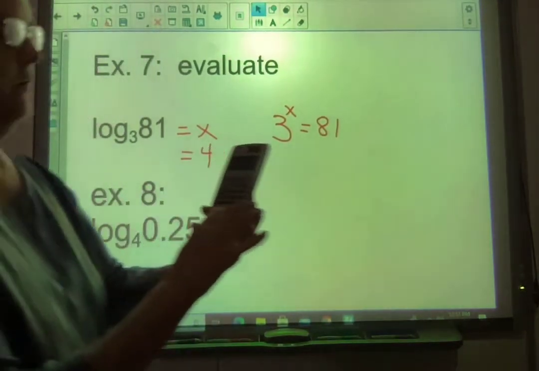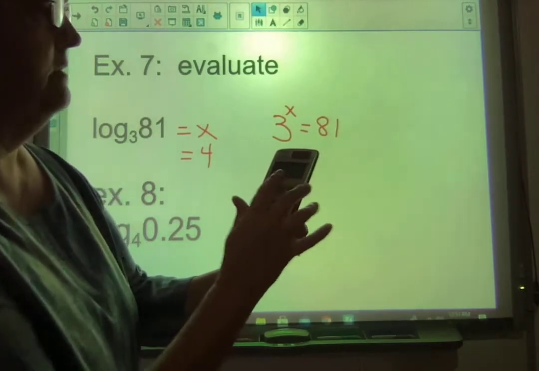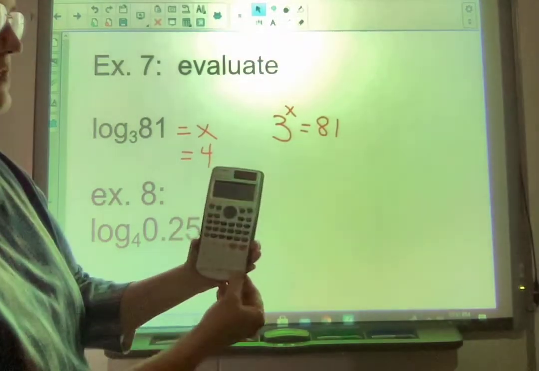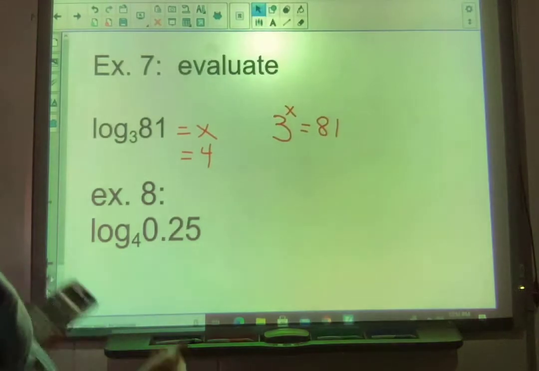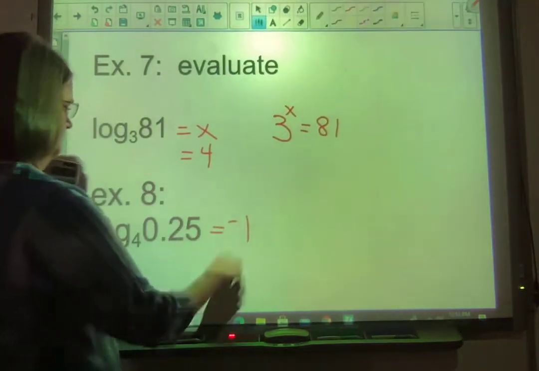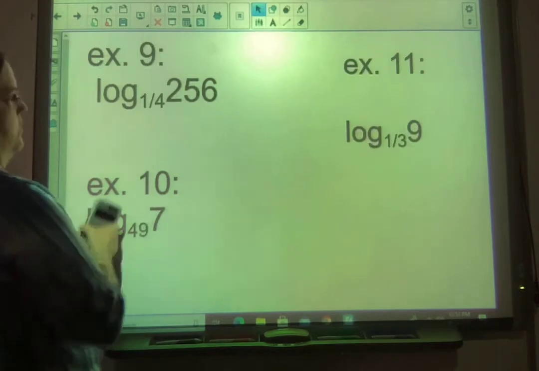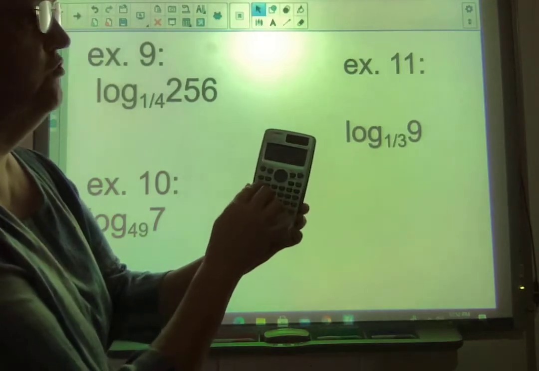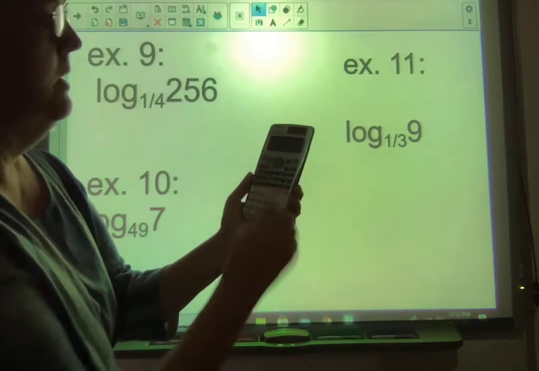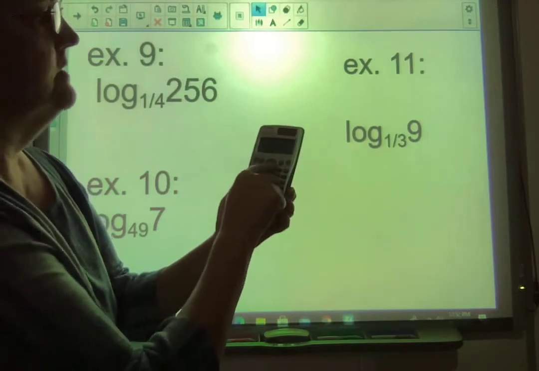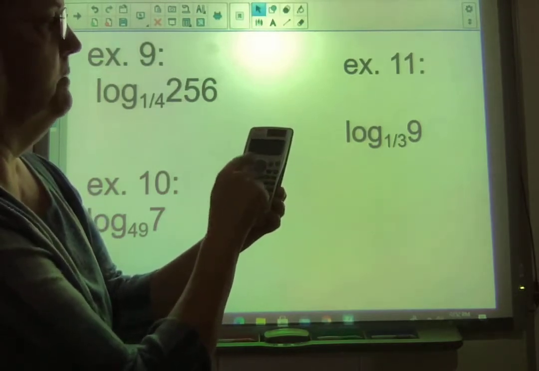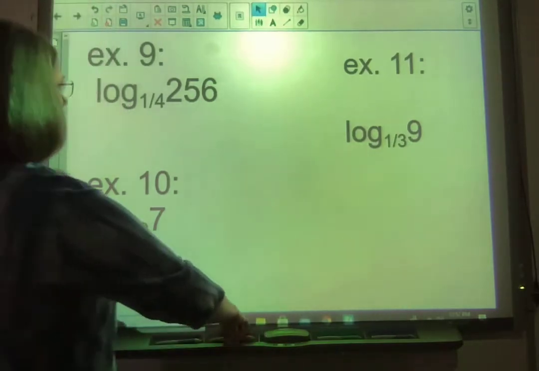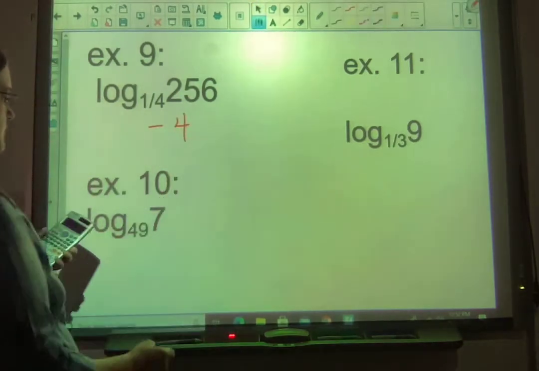Same thing here, clear it, hit that same button. You're going to put 4 in the first little block and 0.25 in the next one, and it tells you that it is -1. So if we were to do this one, again, put 1/4 in, either change it to 0.25 or you can actually put a fraction in, scroll over till you get to the blank right there, put 256, and it tells us that that is -4.